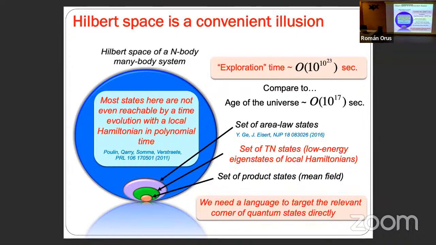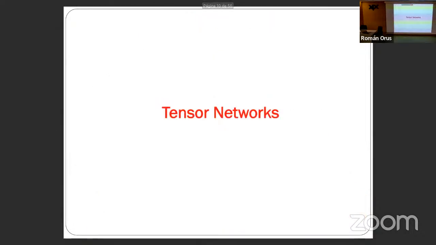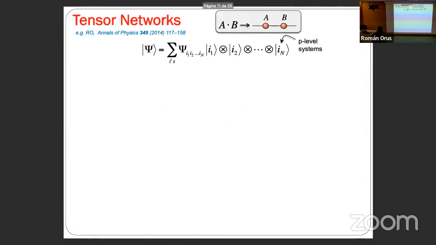Well, what this is telling you is that there is a problem here. If you want to study a quantum many-body system at low energies, you don't need to focus on the full Hilbert space. It would be like killing flies with cannonballs. What you have to do is to focus and target the relevant corner of states that is down here. And that's exactly what tensor networks try to do. We need a language to target this relevant corner down here. And that's the idea of tensor networks. So tensor networks are decompositions of quantum many-body states using tensors.